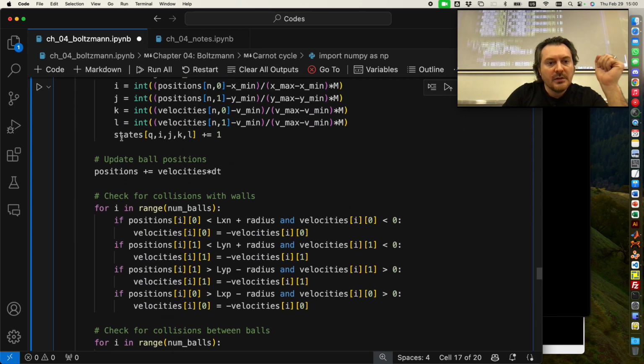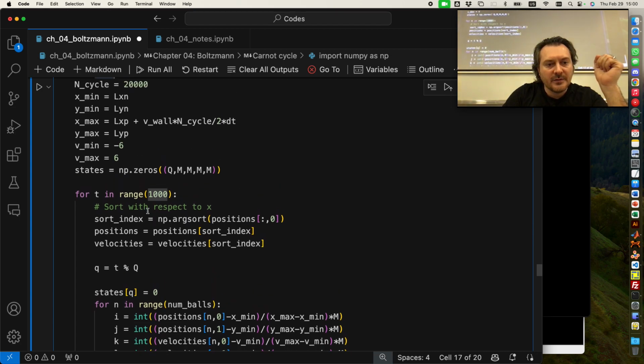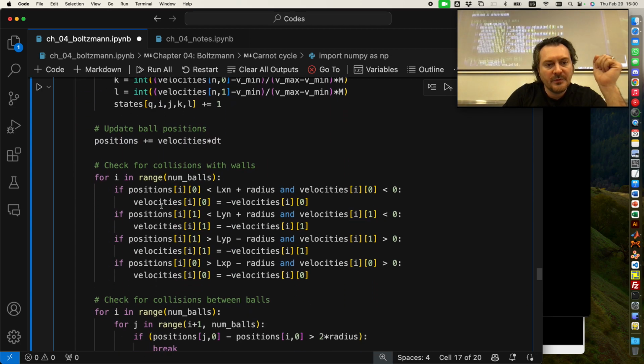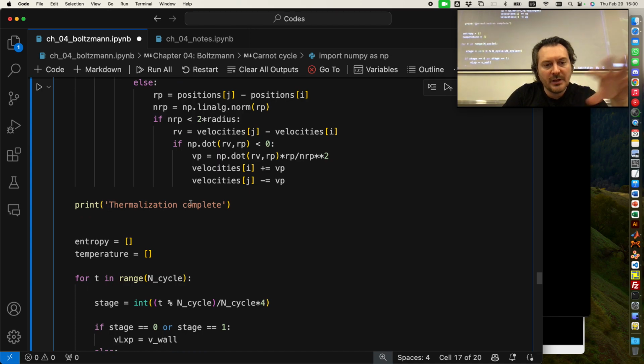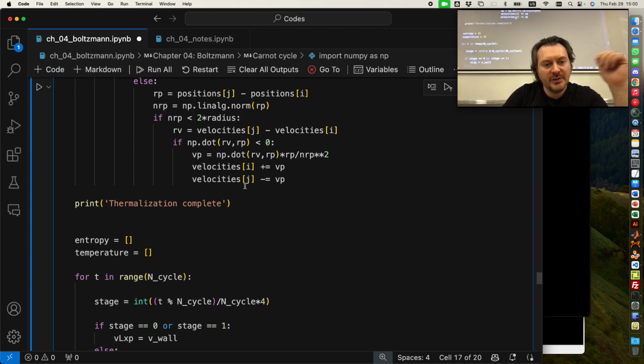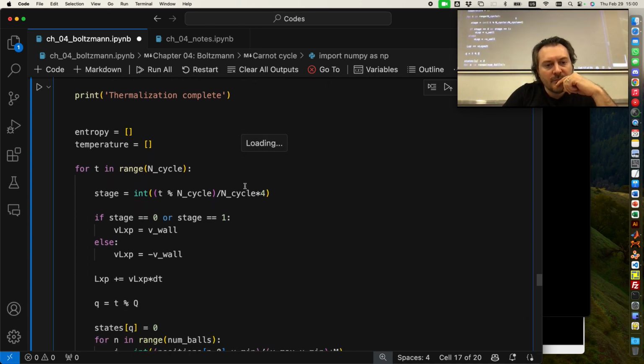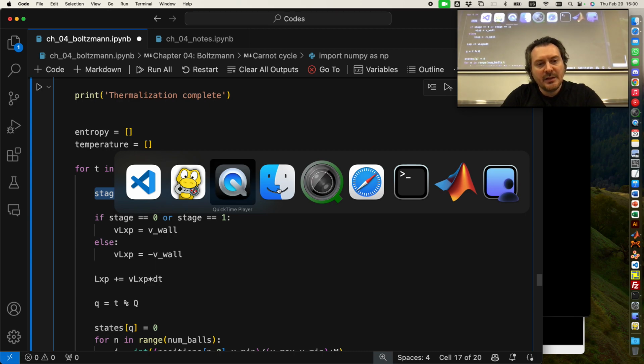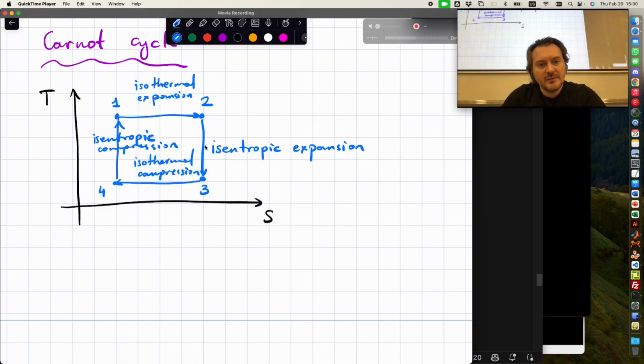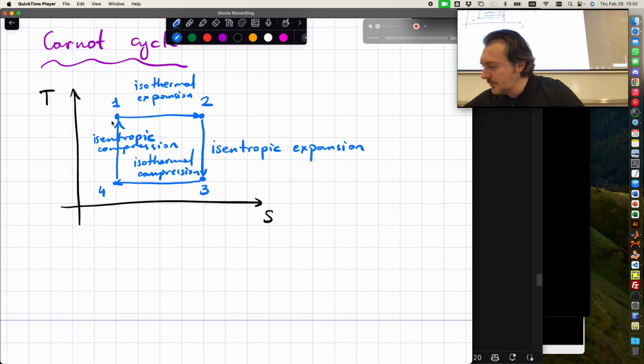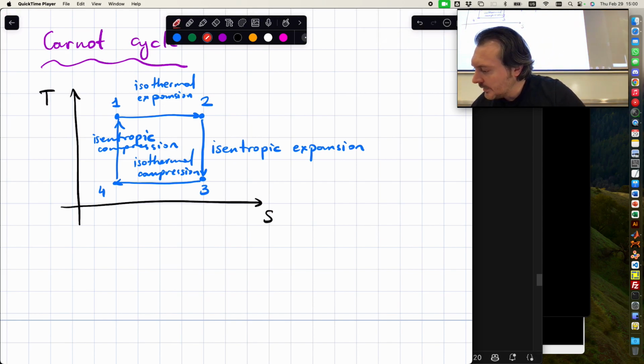First of all, I thermalize the system. I run it for 1,000 steps and I get it thermalized. I write thermalization complete. Then I have these stages. Where am I at this stage? Like, am I at this stage, at this stage, at this stage, or at this stage? Okay, let me give them numbers: stage 0, stage 1, stage 2, stage 3.